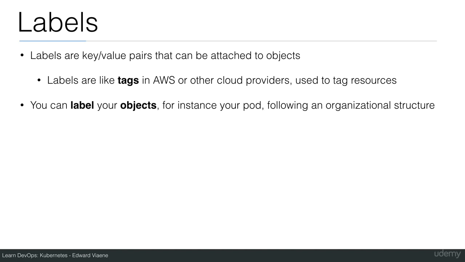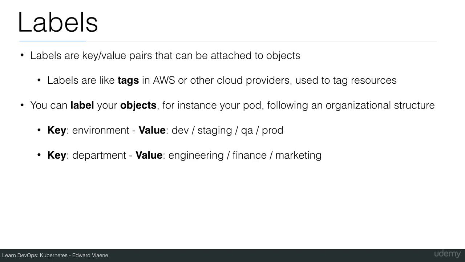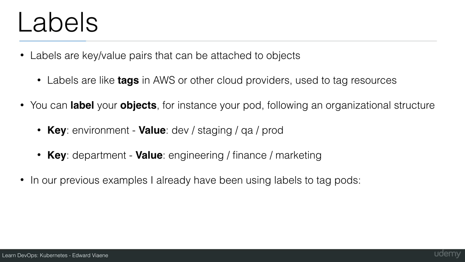You can label your objects, for instance your pod, following an organizational structure. You can say I want to tag my pods using key environment and value, either dev, staging, QA, or prod. And then you know whether your pod is part of your development environment or any other environment. You can also add another tag. You maybe have multiple departments, so you could say I'm going to tag all my pods and I'm going to say this is going to be from engineering, these pods are running software for finance, or these pods are running software for marketing.